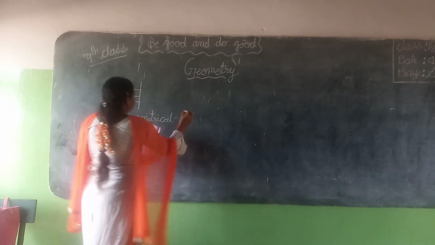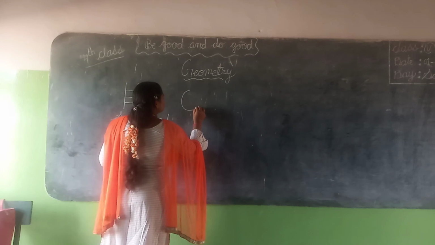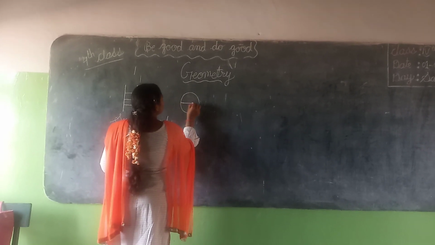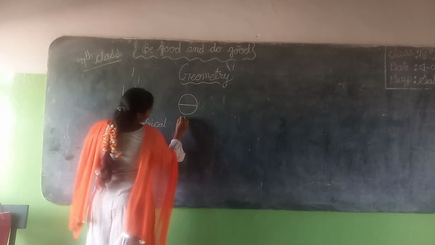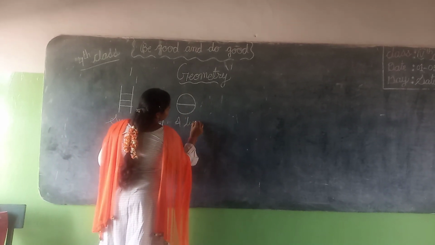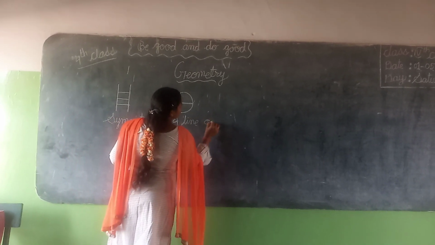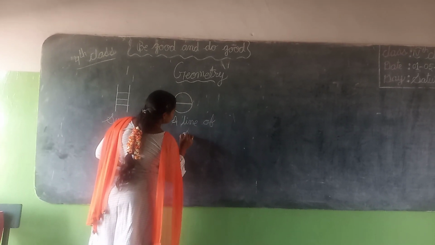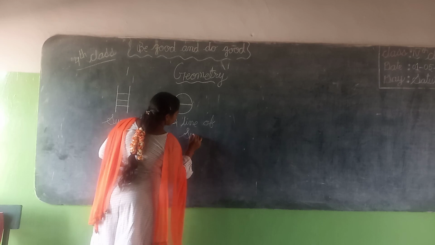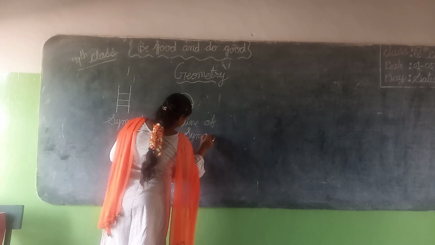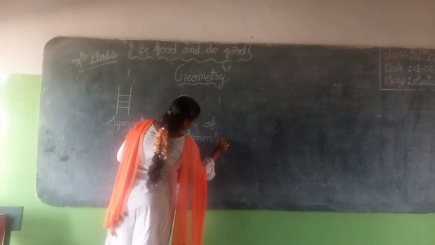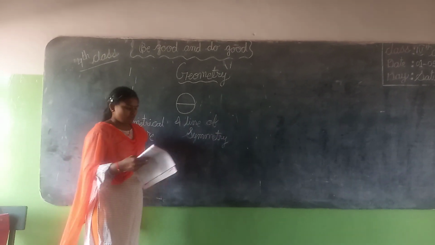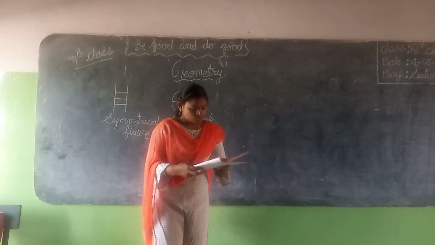So, next one. This is a line of symmetry. What is this? A line of symmetry. Okay, look at your textbook pictures.